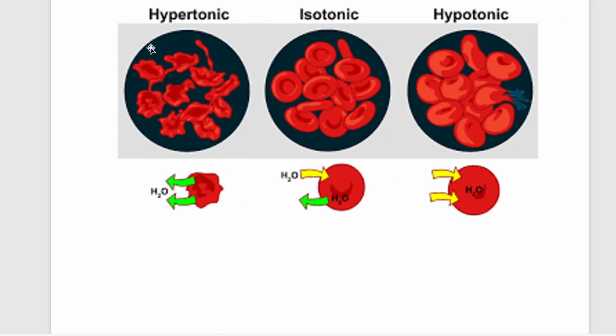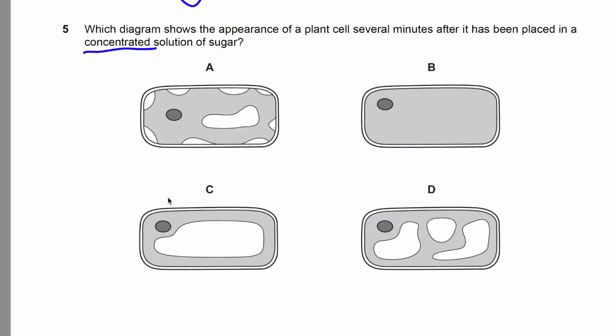As you see this, we have hypertonic solution, isotonic, and hypotonic. Our case is hypertonic, I mean the water potential outside is very low. So the water will move from the cell to the medium or to the solution. Going back here, let's apply it. If we look first of all at B, sure it's a wrong answer because where is the central vacuole? Missed.